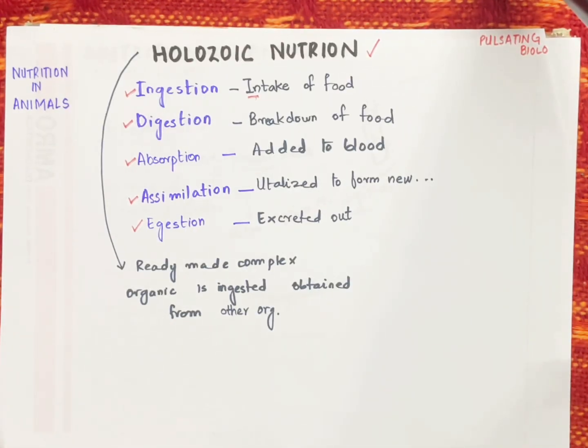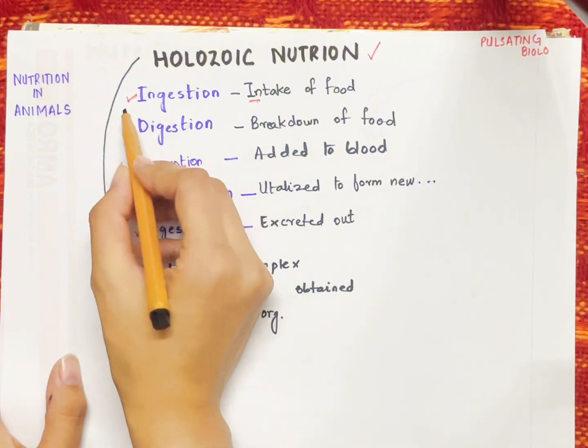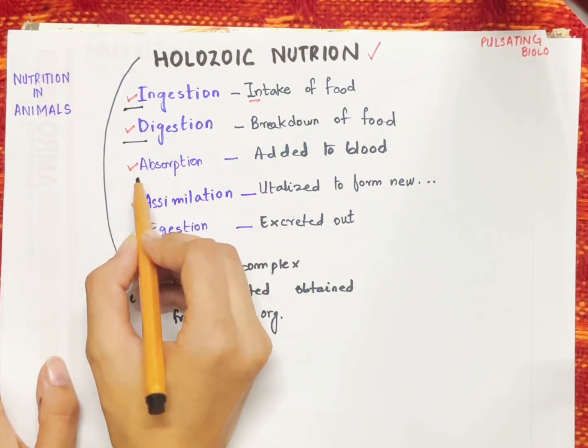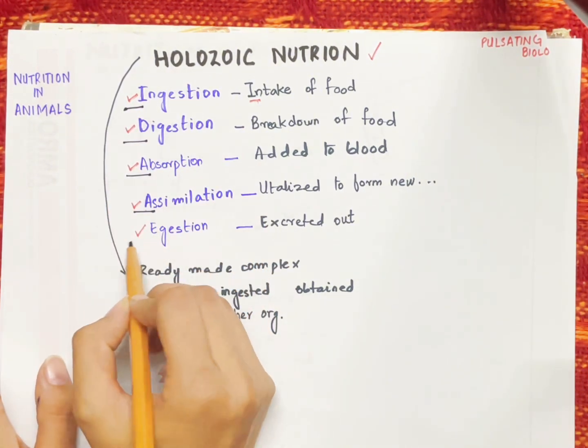Then let's talk about holozoic nutrition. Most organisms have holozoic nutrition. That means they ingest ready-made complex organic food obtained from other organisms. Food that is obtained from another organism and then digested in the organism's body is termed holozoic nutrition. This consists of several steps: ingestion, digestion, absorption, assimilation, and egestion.